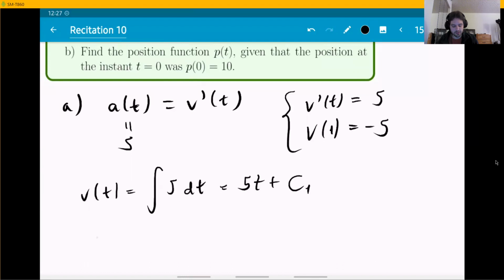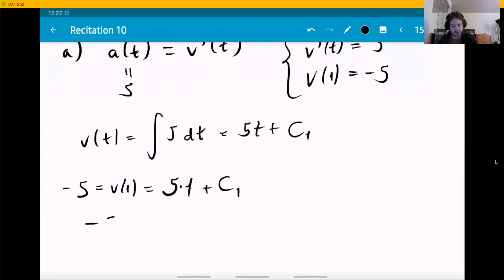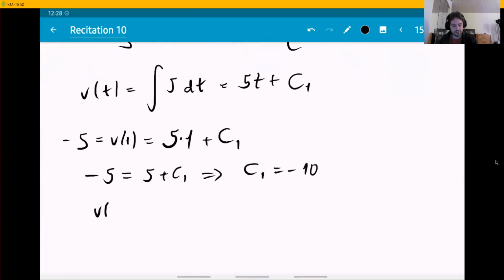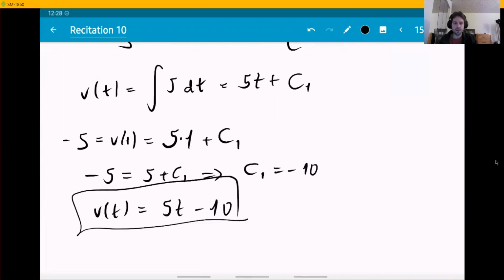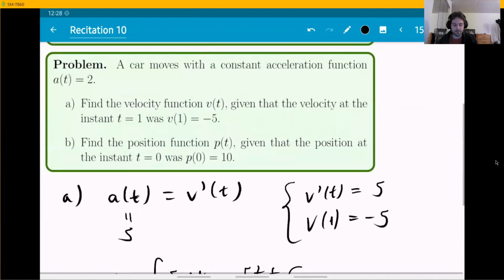How do we find c1? We know that v of 1 on the one hand is minus 5, and on the other hand, plugging 1 into the formula that we just found, 5 times 1 plus c1. So this equation is minus 5 equals 5 plus c1. c1 is equal to minus 10. So you found your velocity function, 5t minus 10. This is what item A was asking about, find the velocity function.